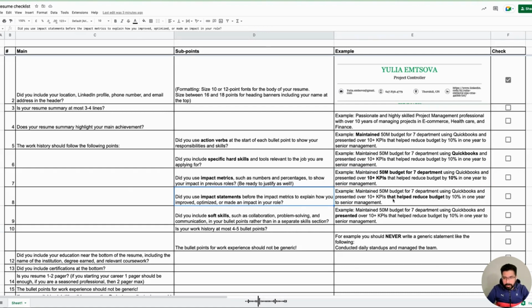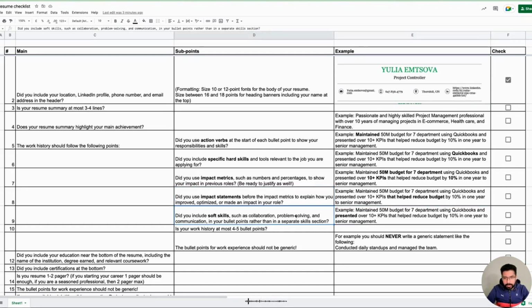That, for example, let's go back to this: maintained 50 million budget for 7 departments using QuickBooks and presented over 10 plus KPIs that helped reduce budget by 10%. That helped reduce budget. This is the impact that your efforts had in that particular example. So it reduced the budget. That's the main impact over here.